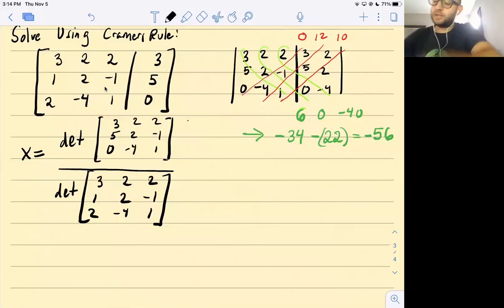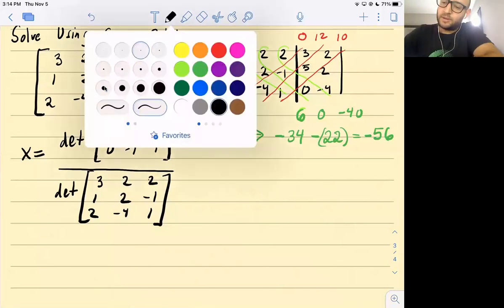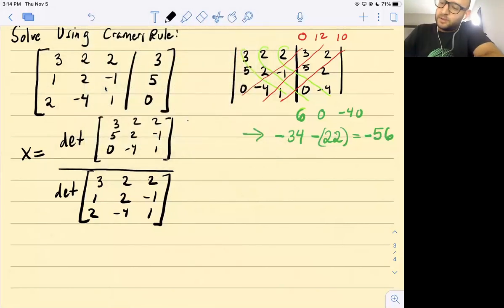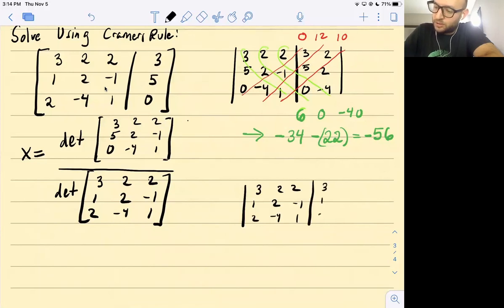Okay, so let me do the denominator. The denominator would be 3, 2, 2, 1, 2, minus 1, 2, minus 4, 1. And then I'm going to do 3, 1, 2, 2, 2, minus 4. I don't actually need this thing.